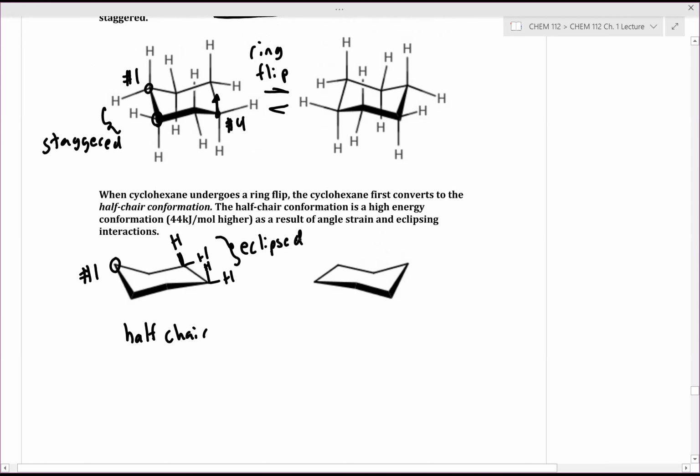Now, of course, there are two varieties of half-chair. For example, in the rightmost cyclohexane ring, we move our bottom carbon up, and now it's right here. Again, we still have these similar eclipsing interactions that are particularly destabilizing. We have gone from a completely staggered system to a system with a range of eclipsing torsional interactions. The half-chair conformation is very high energy. It's about 44 kilojoules per mole higher in energy.